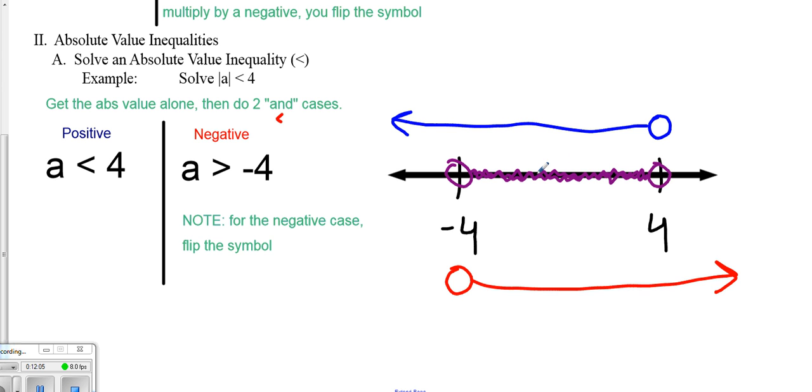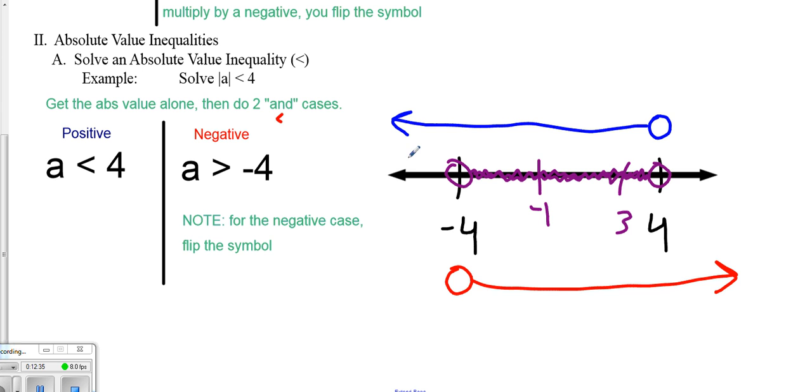Now let's see if that makes sense. Let's pick a number right here, negative 1. If we plugged in negative 1, the absolute value of negative 1 is 1. Is 1 less than 4? Yes, it is. That makes sense. What if we did a positive 3? Plug positive 3 right here. The absolute value of positive 3 is positive 3. Is 3 less than 4? Yes, it is. Again, this is the only area that makes sense.